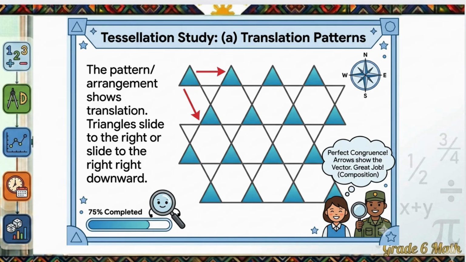2. Why it works. Congruence. As our friend the detective mentions in the thought bubble, this works because of perfect congruence. Every single blue triangle is the exact same size. Every single blue triangle is facing the exact same way, pointy side up. 3. The vector. The red arrows. In math, those red arrows are called vectors. They act like a map for the shape. They tell the triangle how far to move and which direction to go.